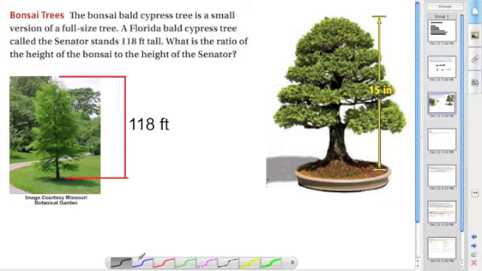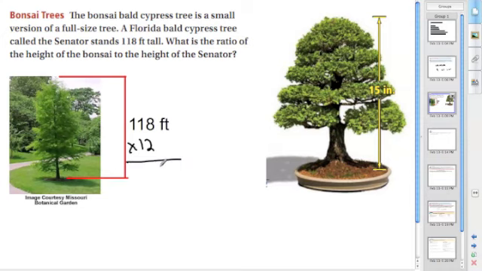So first we need to know, we have the Missouri picture over here on the left, and that is the senator. So here we go. We have 118 feet, which we want to turn into inches. So we're going to multiply this by 12. So we have 118 feet times 12, and we get 1416. So they want to know the ratio of the height of the bonsai to the senator.